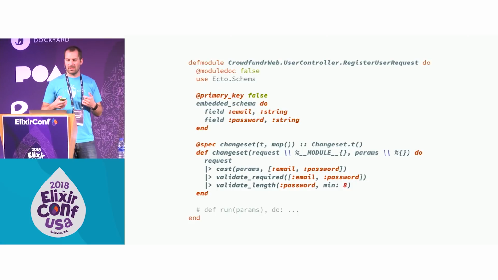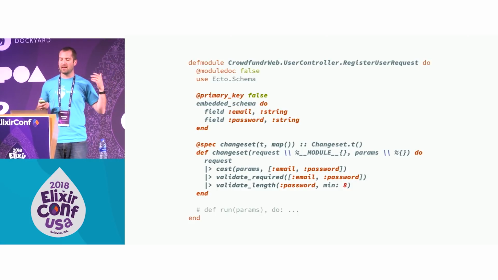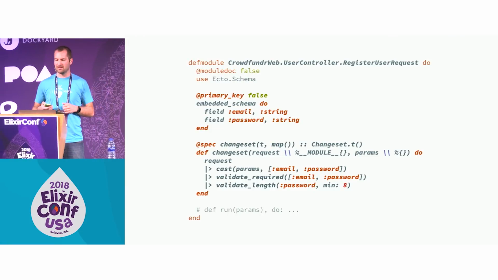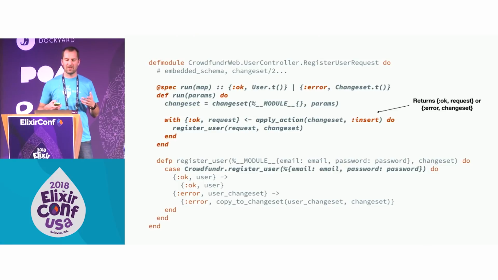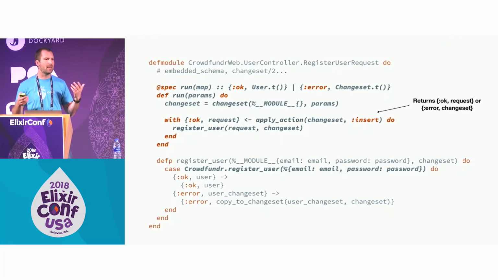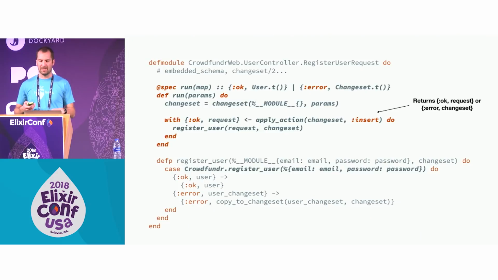We have an embedded schema here, and it says, hey, there's an email and password, and then the changeset contains our validation logic. And finally, we have a run function, and this calls the changeset, and if the changeset is valid, it calls the public API, and if not, it returns an error changeset.